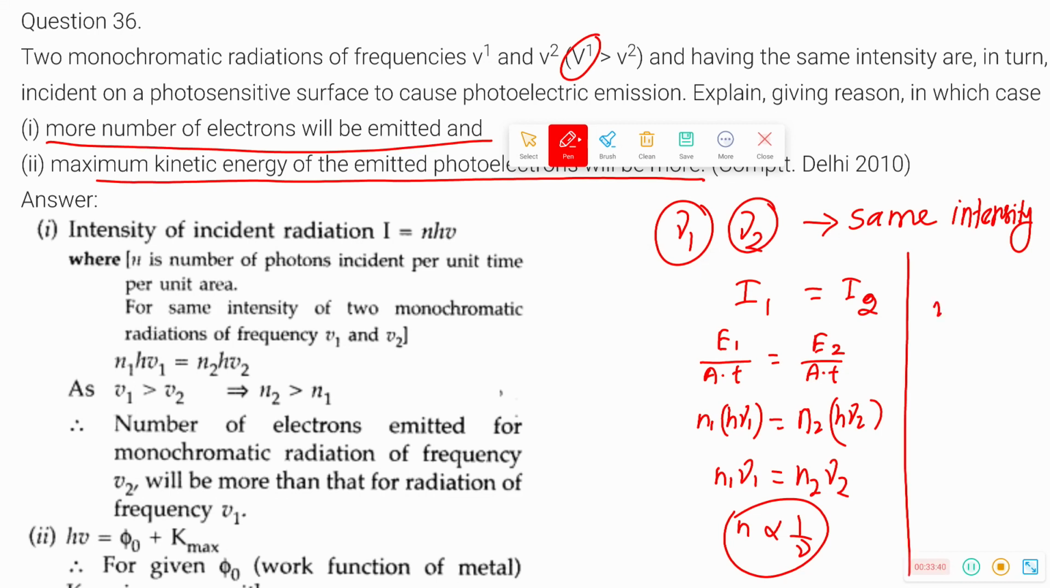So as nu1 is greater than nu2, N2 will be greater than N1. So the number of electrons emitted for monochromatic radiation of frequency nu2 will be more than that of frequency nu1. Okay, so this language you write. If you write this, only 1.5 marks we can give. So this language should be there and everything should be clear like this.